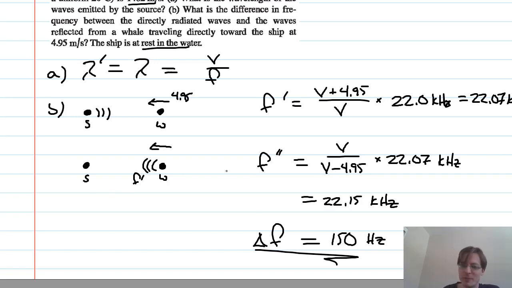In this case, we were given the speed of the whale, but in practical application, you figure out the speed of the enemy sub or whatever based upon the double Doppler shift.